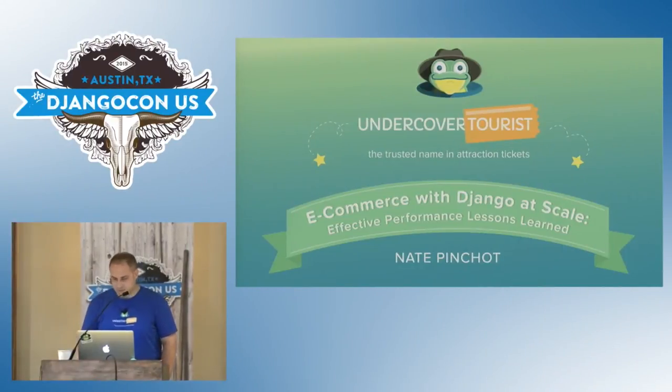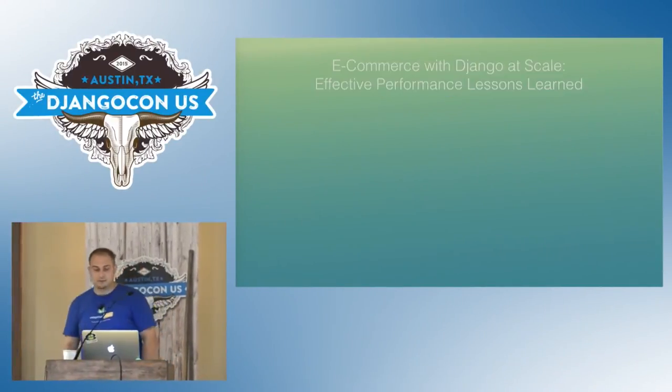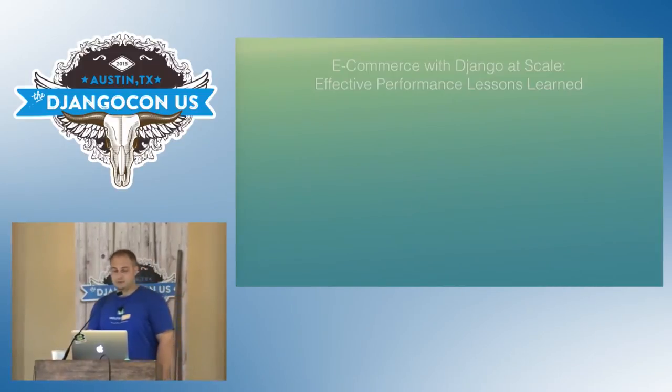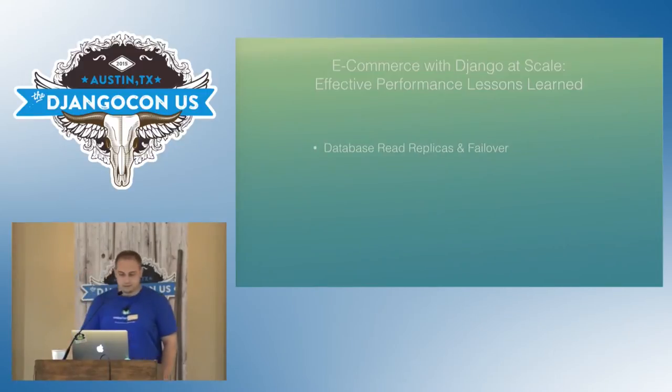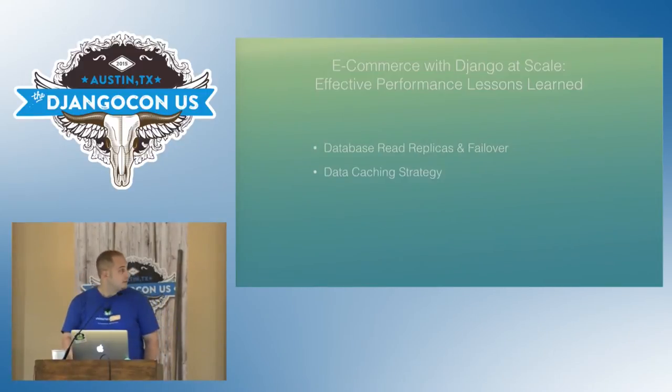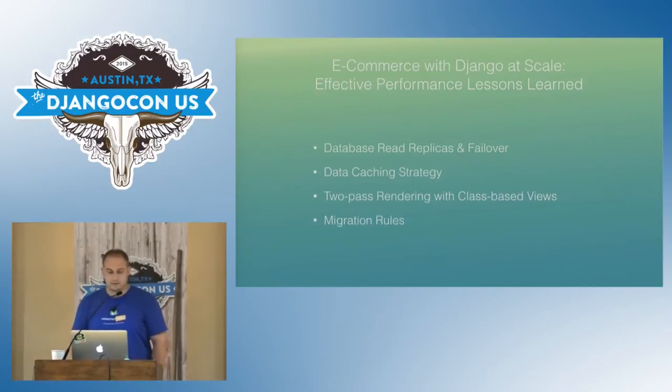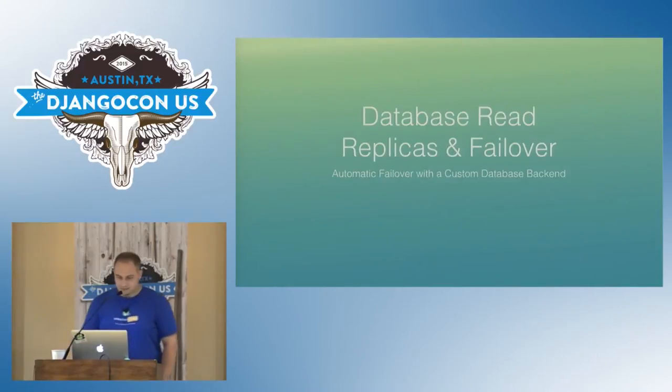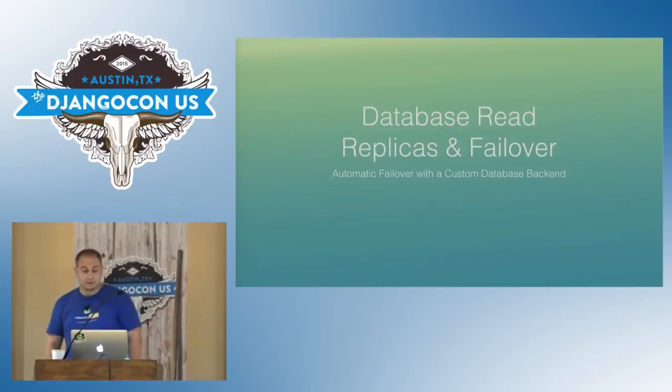So my name is Nate Pinchot, and this talk is E-commerce with Django at Scale, Effective Performance Lessons Learned. So I'm going to take you through some of the things we learned while building our e-commerce site at Undercover Tourist. I've got four topics for you: database read replicas and failover, data caching strategy, two-pass rendering with class-based views, and migration rules. Got a lot to cover in just a little bit of time, so we're going to go quickly. First up, we have database read replicas and failover.